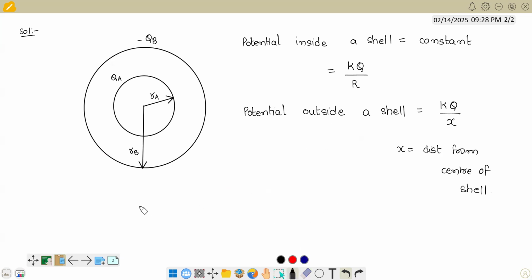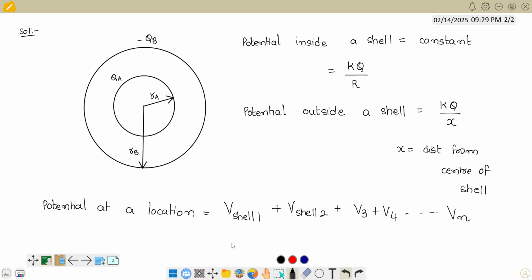Now, once we understood this, how do you find potential at a location? Potential at any location is simply the sum of all the potentials, because potential is a scalar quantity. If you have multi-shell, one shell, two shell, and you want potential at a location, simply potential due to first shell, potential due to other shell, and so on. If you have n shells, this keeps on going, V3, V4, Vn. This is how you will find potential at any location. But you have to be careful. A particular location could be inside one shell and outside in another shell.